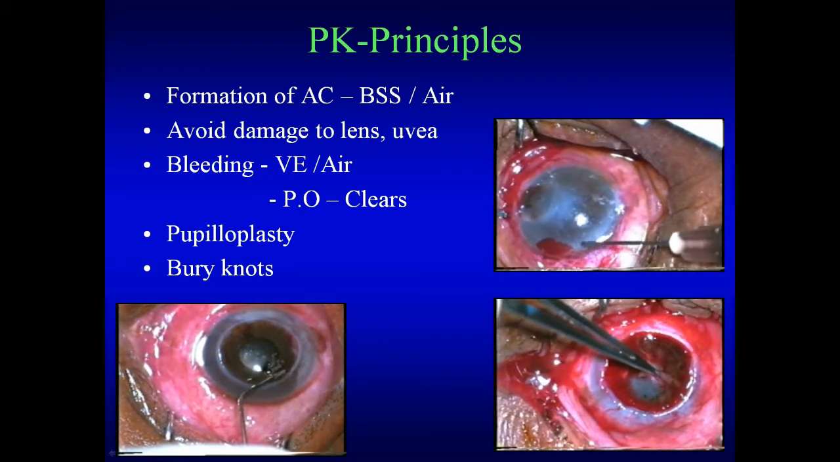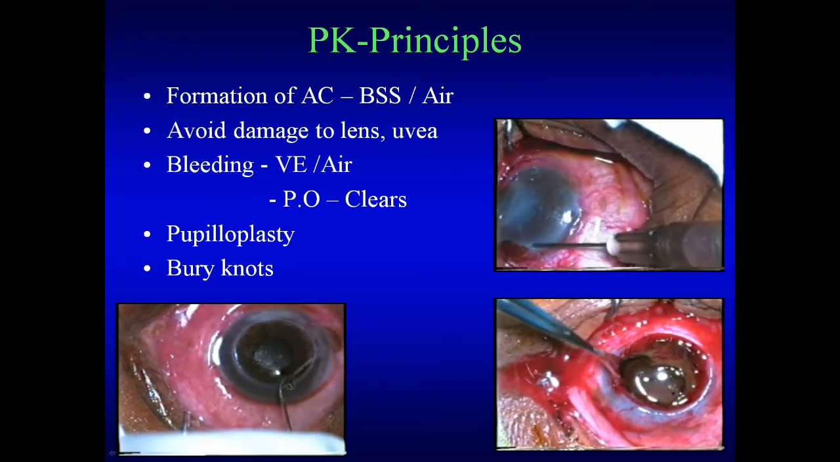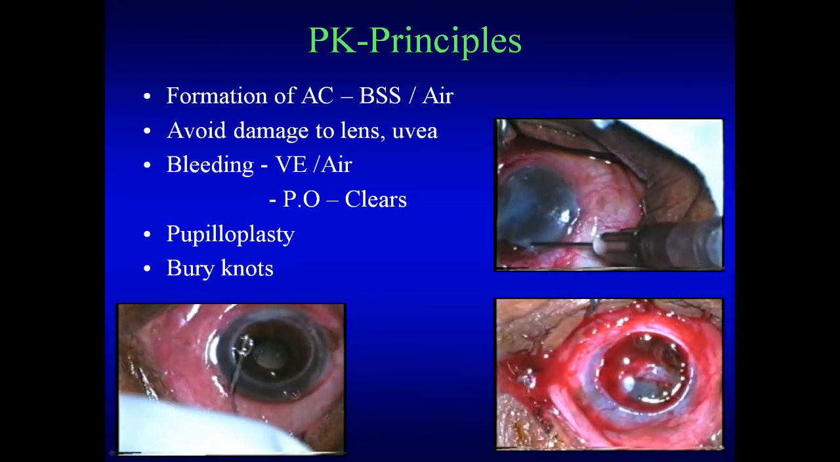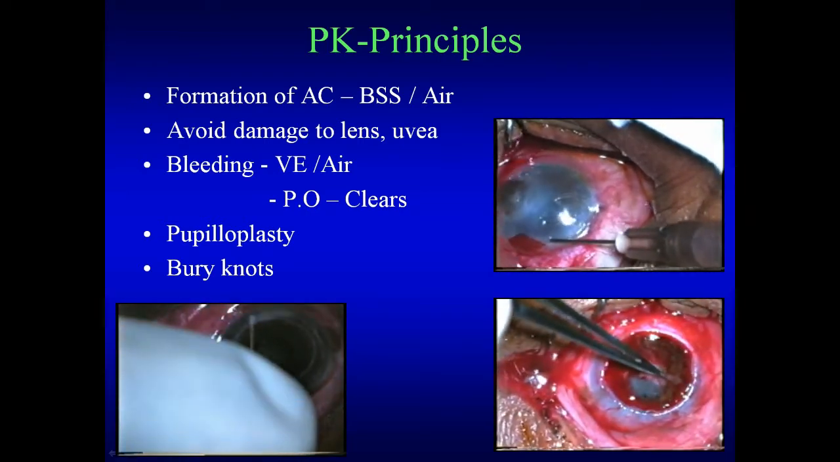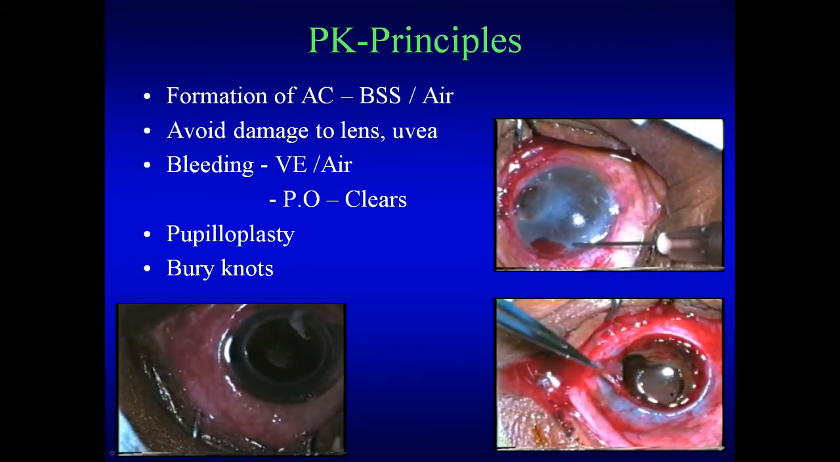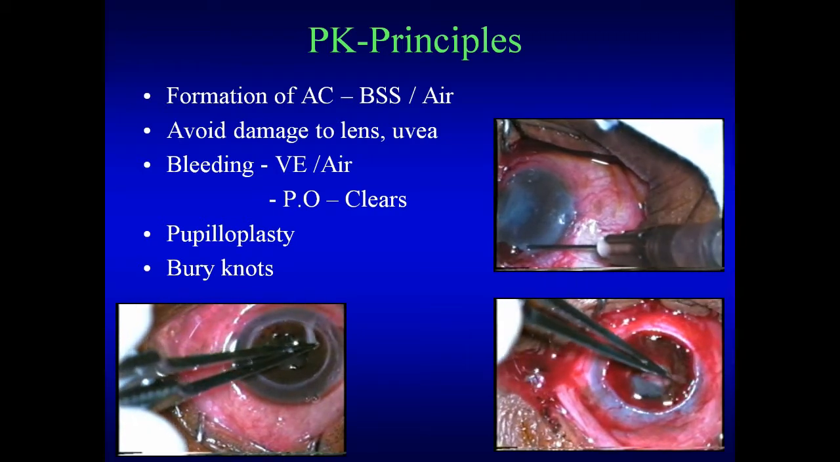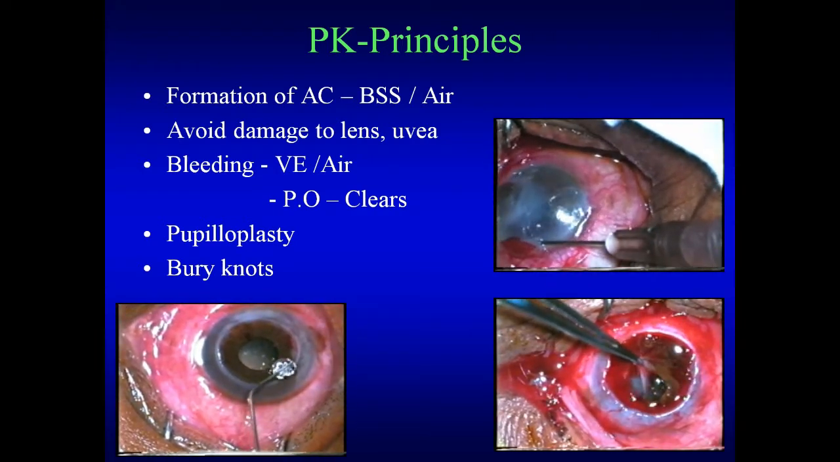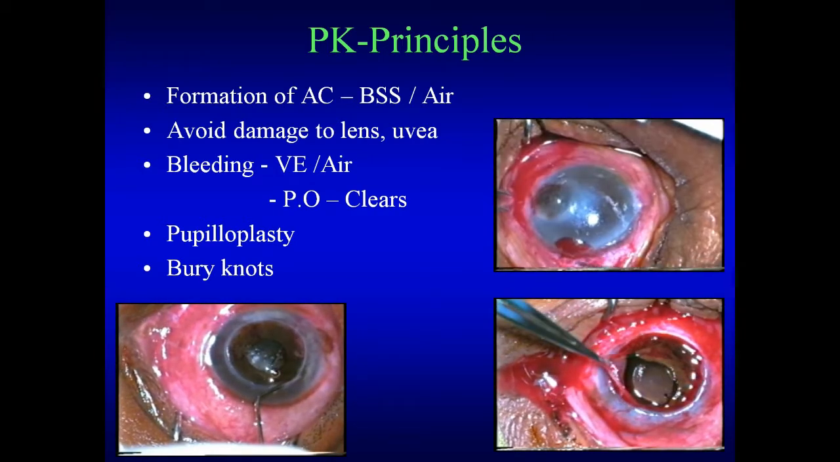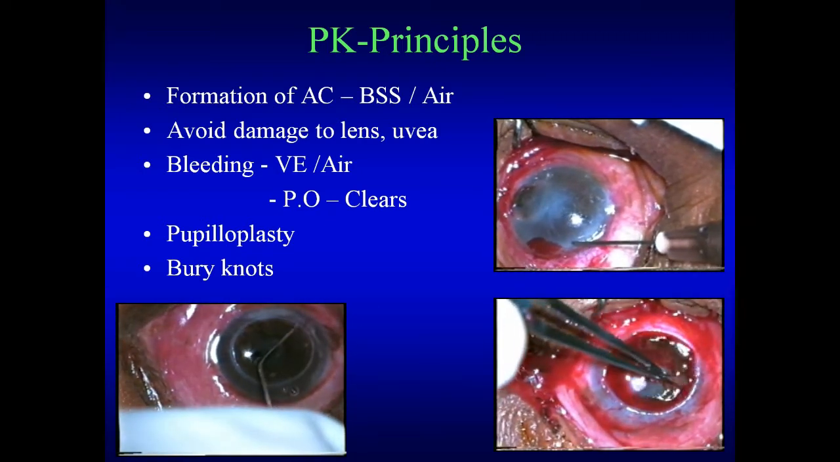Also, when you form the anterior chamber in such cases, always form it with BSS. Preferably you can also use air, because this will push back the iris-lens diaphragm and avoid damage to the lens and the uvea. Try to handle the bleeding, try to handle any pupillary deficiencies, and always bury your knots.